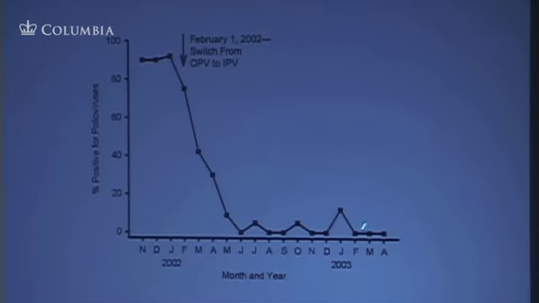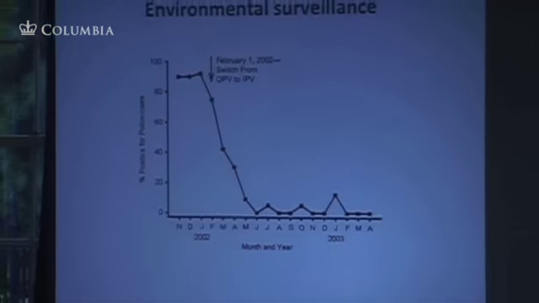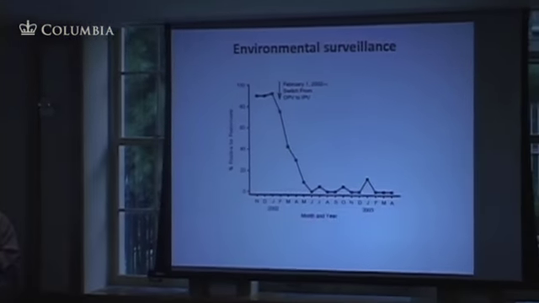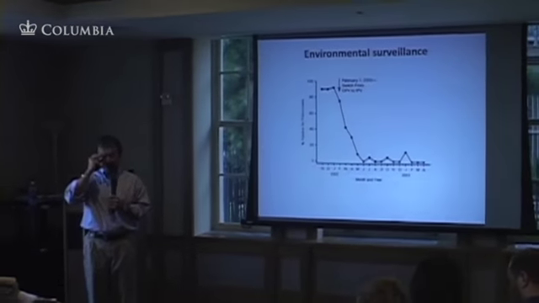So this is what I would propose. Globally, you switch to IPV and then monitor the environment for the presence of vaccine-derived viruses. And at some point, you have to make a decision: we stop immunizing. I don't know who will make that decision, but it's a pretty important one to do.